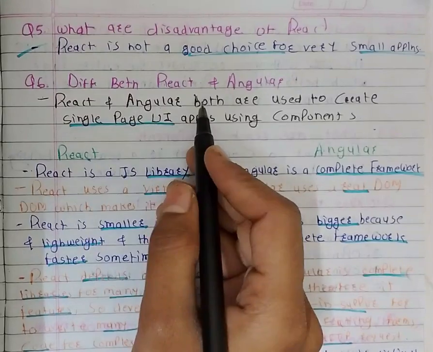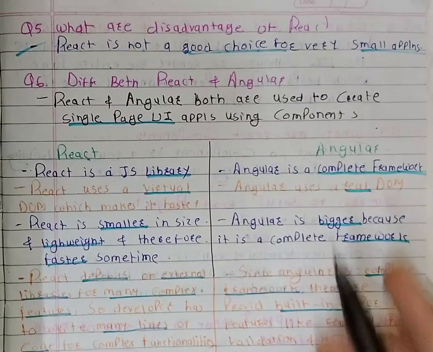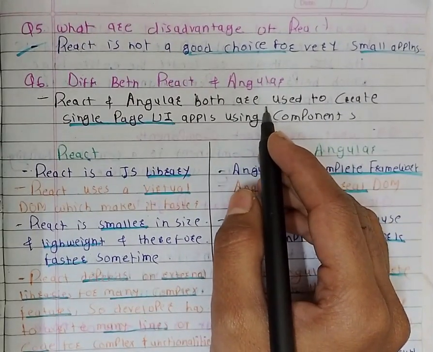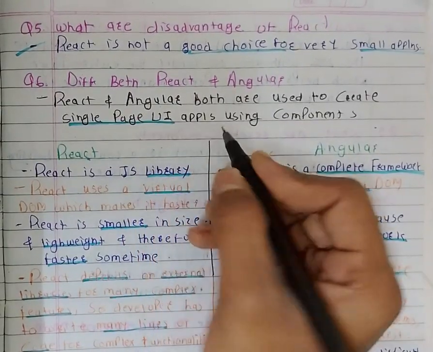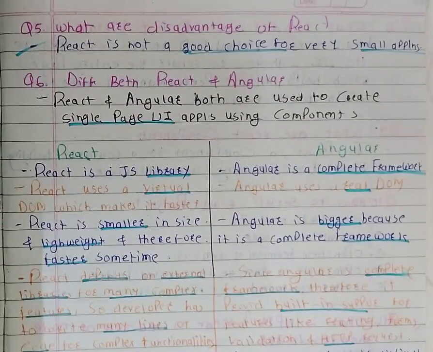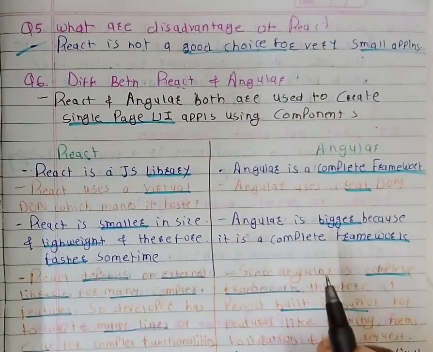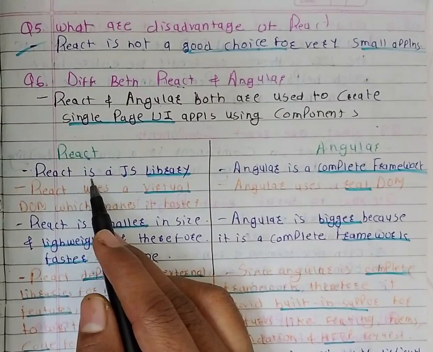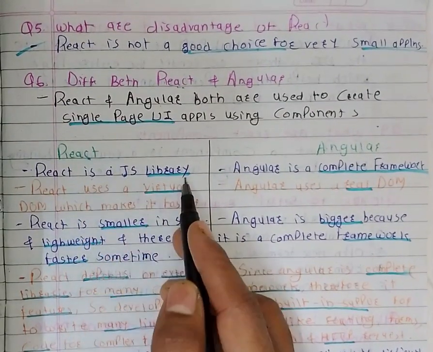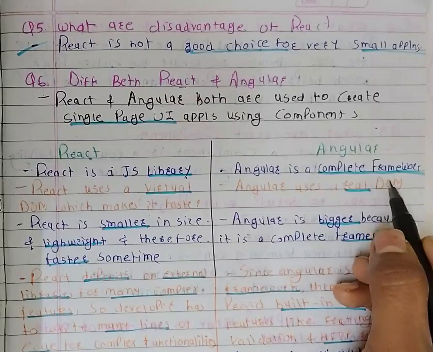Then what are the differences between React and Angular? Basically, React and Angular both are JavaScript frameworks. Both are used to create single page UI applications using components. With the help of React and Angular, we can make user interfaces. Then what are the differences between them? So basically, what is React? React is a JavaScript library, whereas Angular is a complete framework.